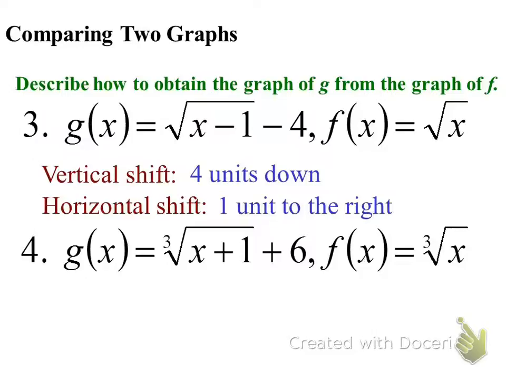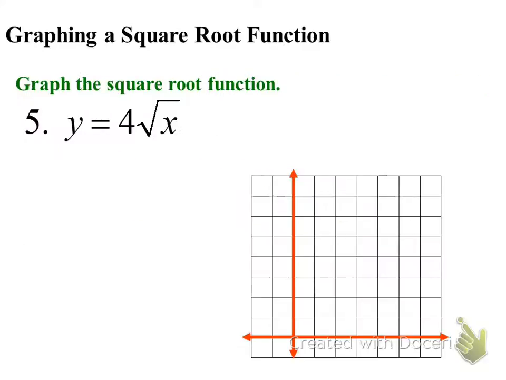Then we've got the next function that we're going to compare to the cube root. So what's going on here? What's affecting the inputs? What's affecting the outputs? The 6 is going to affect the outputs. So the 1 affects the inputs, the 6 affects the outputs. This is going to be the function that we're going to compute.